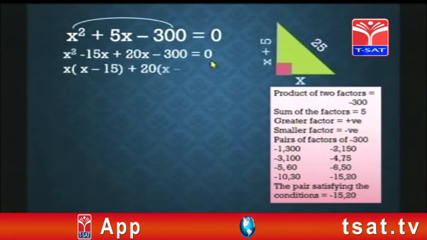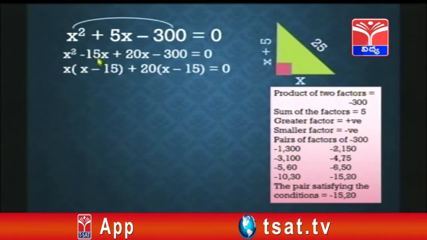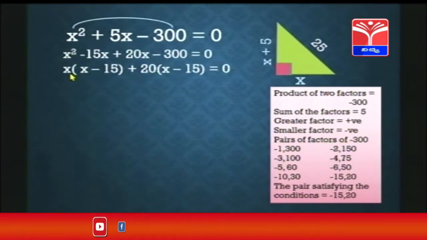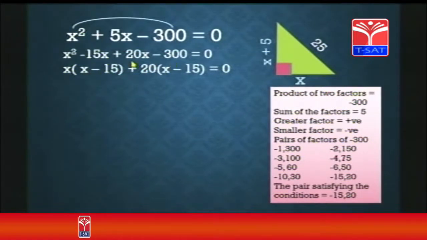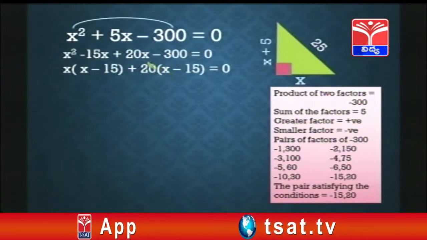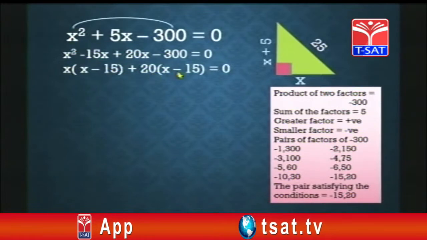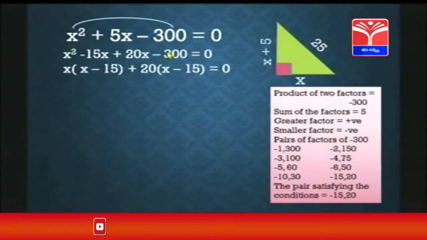Now let's take the elements which are common in the first two terms, which is x. If I take x as common, x into x gives me x square and x into minus 15 gives me minus 15x. Similarly, I take 20 as common in the remaining two terms. So, I get 20 into x gives me 20x and 20 into minus 15 gives me minus 300.